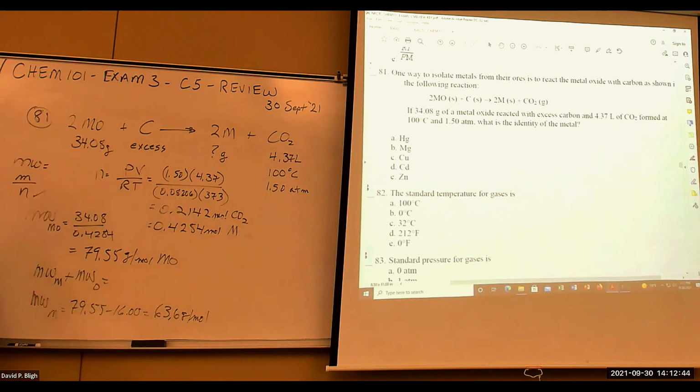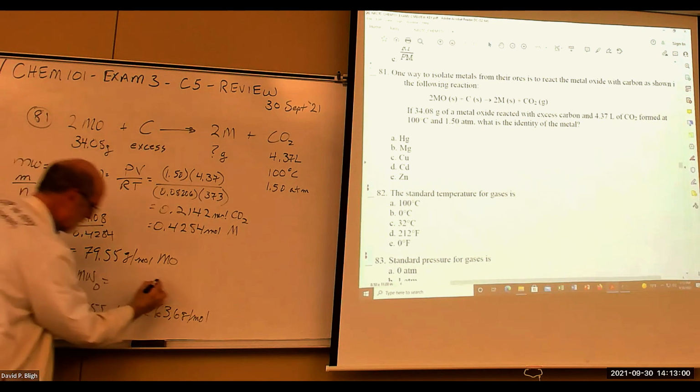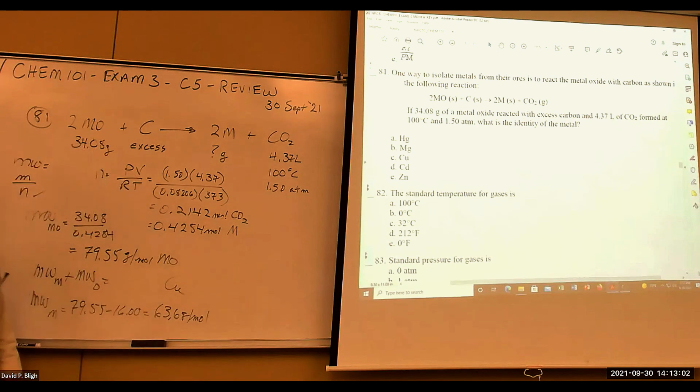Okay. Now we have to identify the metal. That's where we were headed in the first place. 63.6, is it? Here we go. Closest one, 63.55, is copper. There we go. For a moment, I was thinking I was going to do it the hard way.